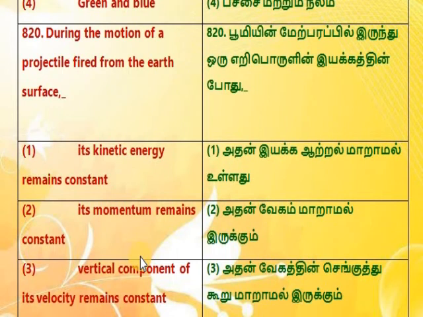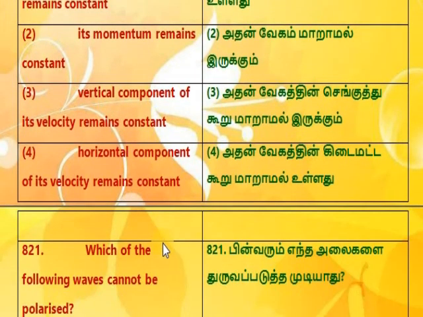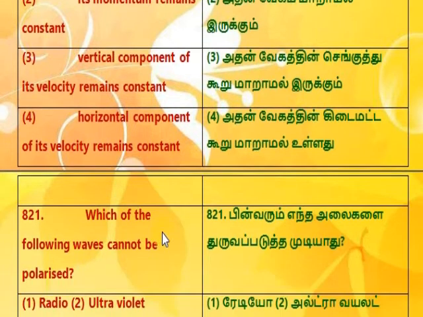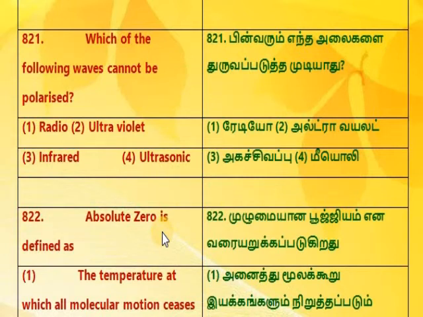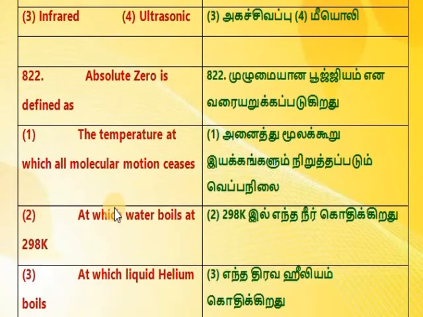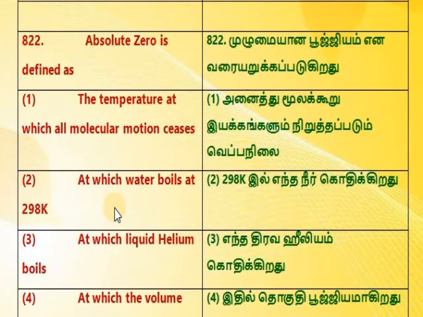820. During the motion of a projectile fired from the Earth's surface, 1. Its kinetic energy remains constant, 2. Its momentum remains constant, 3. Vertical component of its velocity remains constant, 4. Horizontal component of its velocity remains constant. 821. Which of the following waves cannot be polarized? 1. Radio, 2. Ultraviolet, 3. Infrared, 4. Ultrasonic.